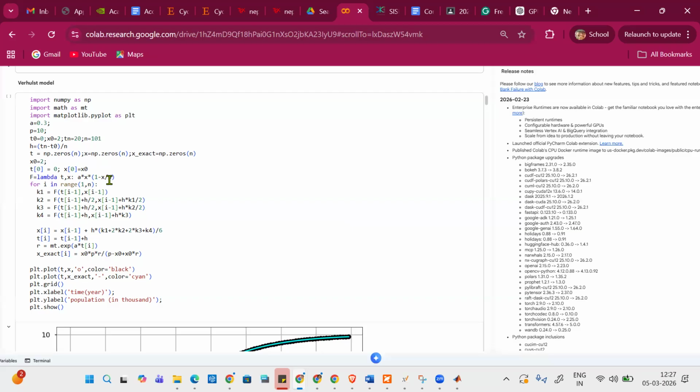I mean, 1 is the total population minus how many are there. So, of the total population, how many are being eaten by the lion? 1 minus X by P. So this is the model, and we are using the Runge Kutta method here. You can already see the same method. K1 is equal to f of t i minus 1, the past. K2 equals t i minus 1 plus H by 2, x i minus 1 plus H into K1 by 2. Same thing. And K4 also, you already know.